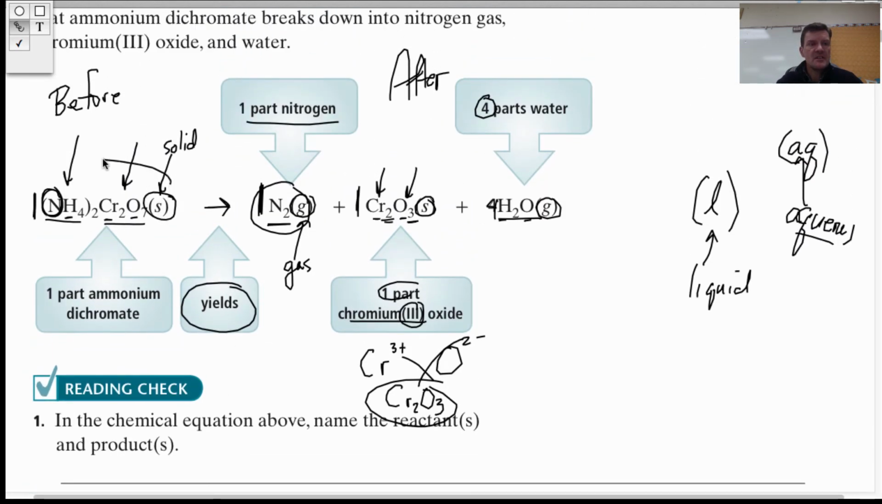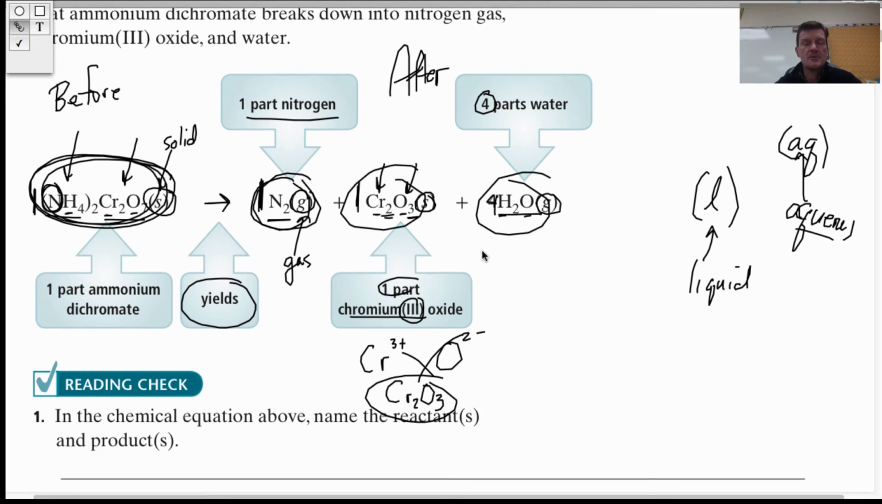As mentioned, there's your reactant. There's just 1 reactant, and here are your 3 products. So just be aware of that.